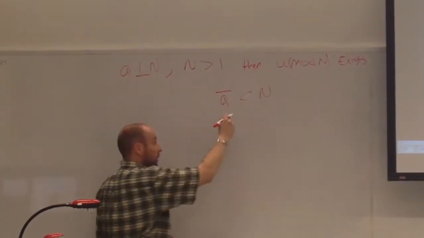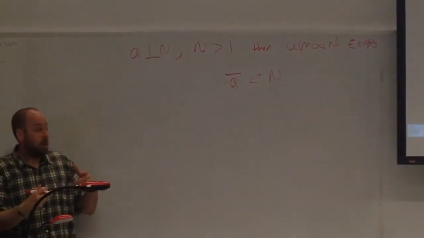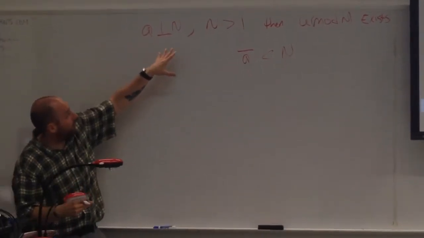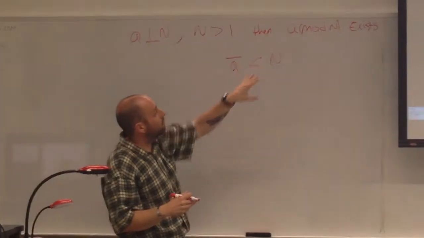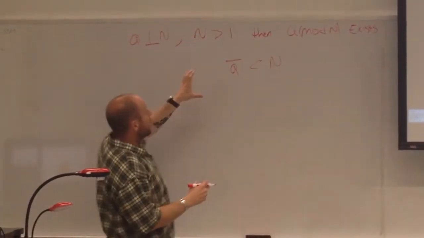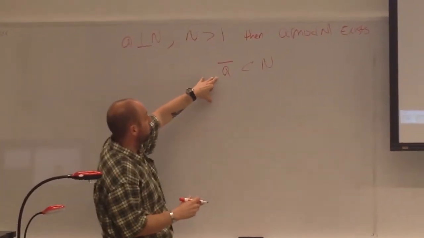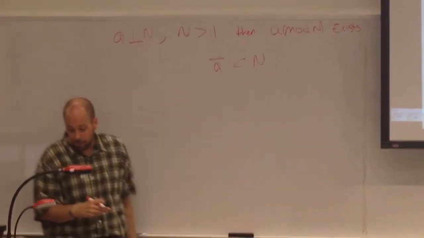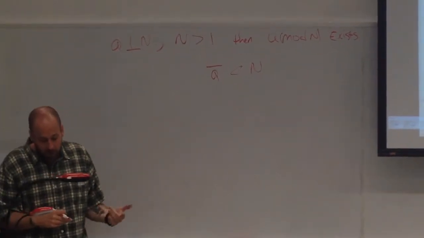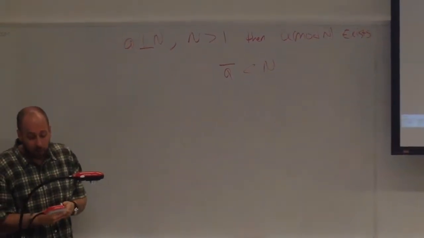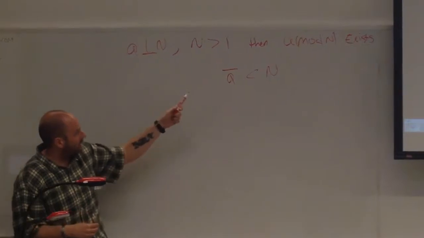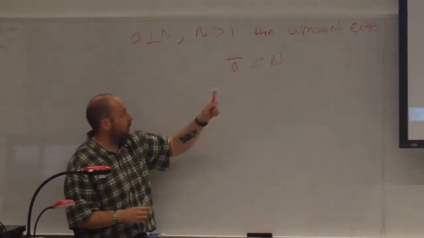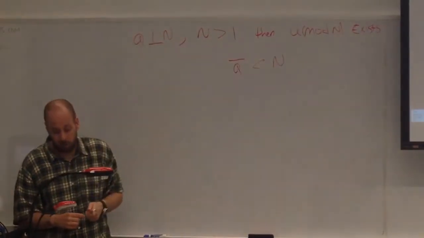is less than N. So A bar, the inverse of A mod N, since A and N are relatively prime and N is greater than 1, then A mod N exists, and you have a unique inverse, which we're just calling A bar, which is always going to be less than N. That is the inverse of A mod N, and every other inverse of A mod N is congruent to A bar mod N.